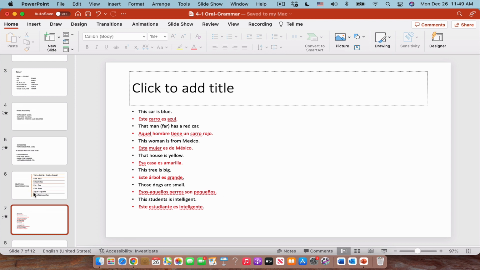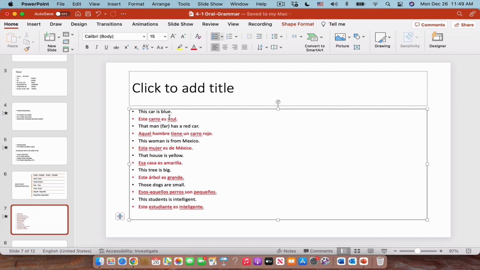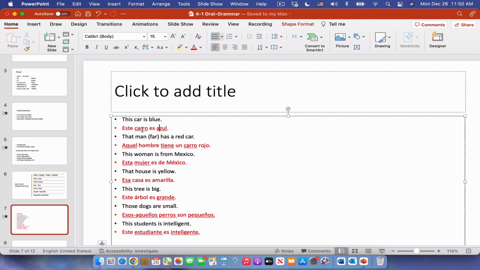Now, in this situation, for example, you have this car is blue. Okay, so when we have something like this car is blue, well, in this case, remember, carro is masculine singular, it's only one car, right? And in this case, we're going to use este. Well, I use este because it's close to me. Carro is masculine singular. And then the translation for this car is blue has to be este carro es azul. Este carro es azul. Okay?